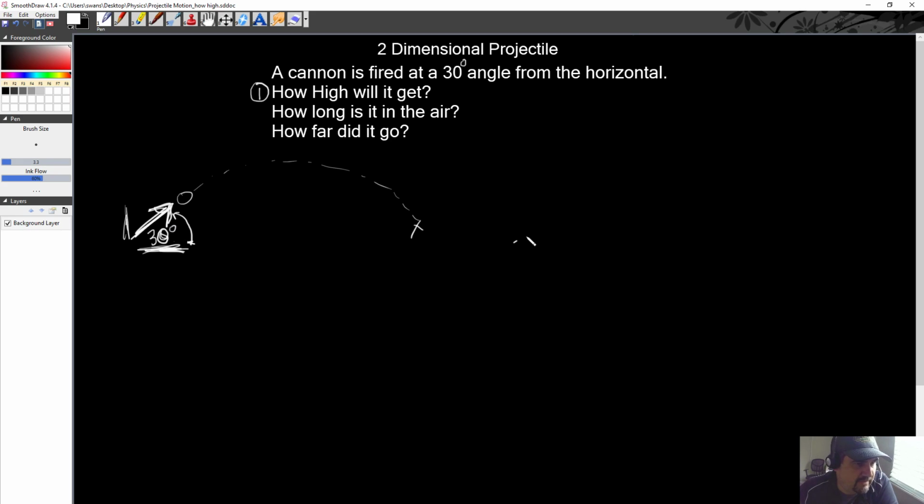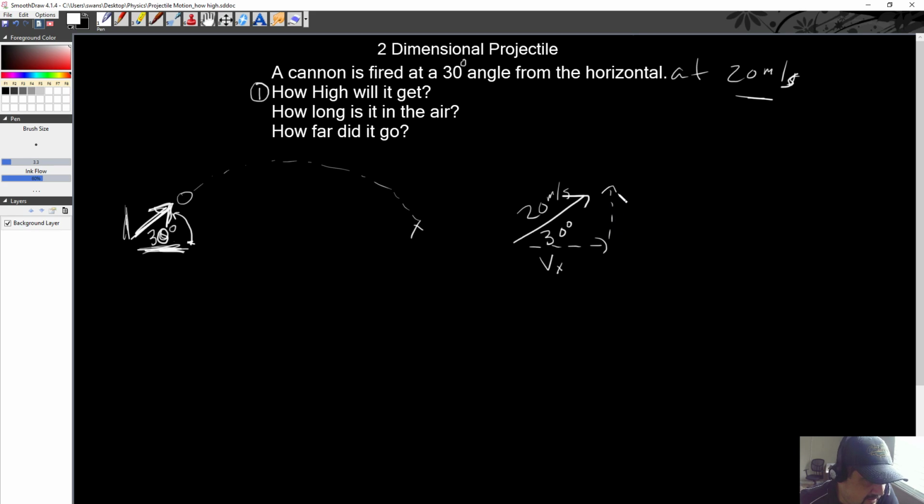So know that when this thing takes off at this 30-degree angle, it's going a certain speed. Oh, I forgot to add, let's put 20 meters per second. You've got to give it a speed, right? The faster you go, the higher it'll go, the further it goes. So it's moving at 20 meters per second. But remember, there's technically a velocity in the x direction and a velocity in the y direction.